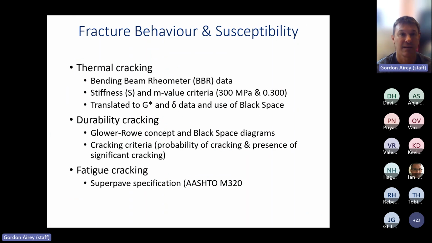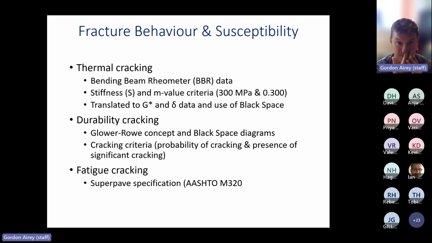space to understand fracture behavior, or in terms of fracture susceptibility. And I've given you 3 different areas here that are, I think, very important for us in terms of understanding the behavior of the material, but also obviously using black space. So the first one is thermal cracking.